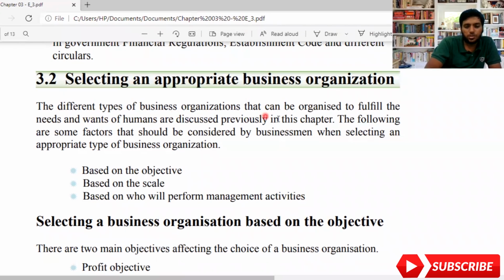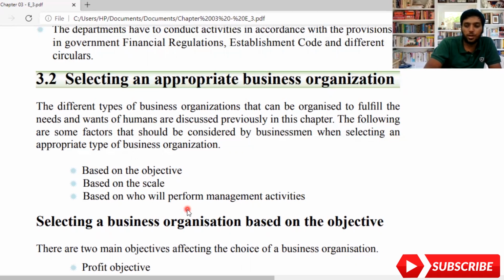There are different types of business organization that can be organized to fulfill the needs and wants of humans, as I discussed previously in this chapter. The following are some factors that should be considered by businessmen when selecting an appropriate business organization. You need to see the objective, whether it is a profit motive or non-profit motive, the scale, whether small, medium, or large, and who will perform management activities. Is it a board of directors, a public corporation, a state ministry, or parliament? All these things you need to know when you're selecting a business organization to start. Based on these three types of scale, you can decide whether it can be a sole proprietorship or an incorporated company.